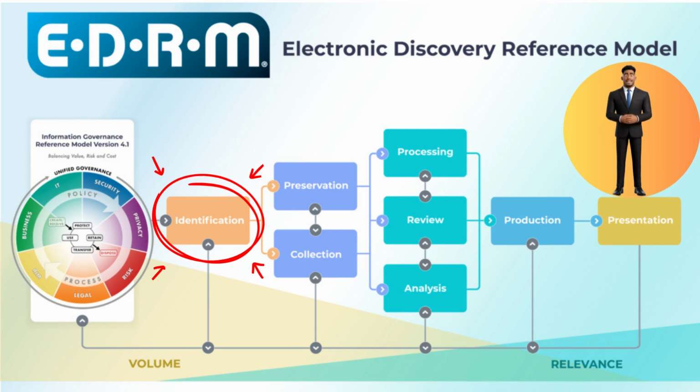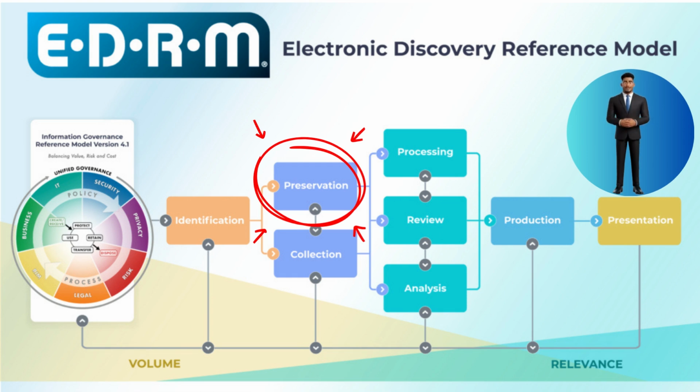Identification. Once litigation begins, it is important to figure out where relevant ESI might be located, who has it, and what systems it is on. Preservation. After identifying where ESI is located, the next step is ensuring the data is held onto. This is usually done by putting a legal hold on that information to prevent its alteration or deletion.